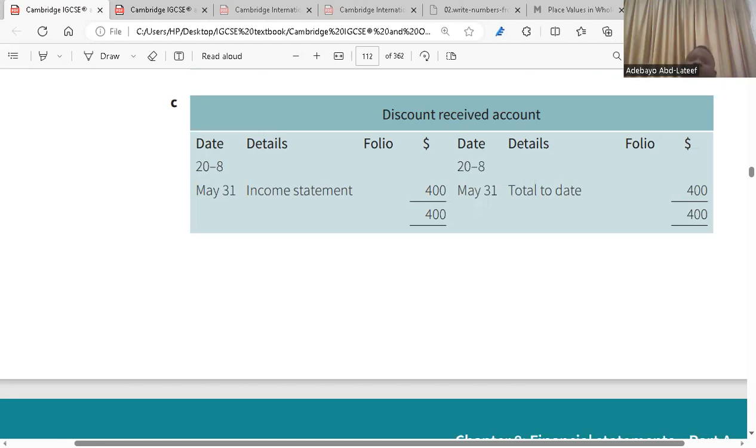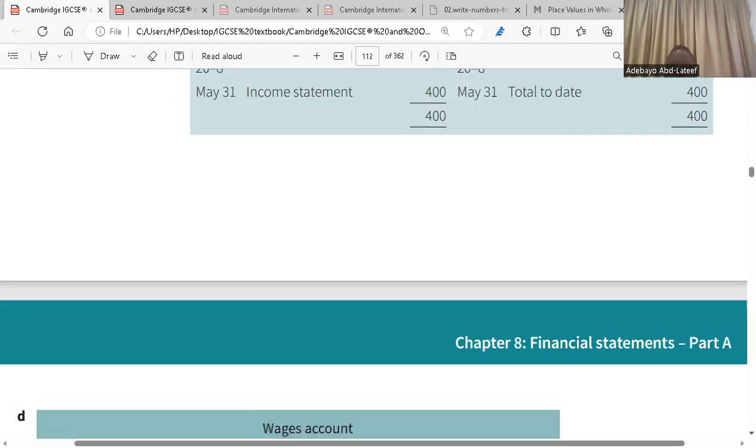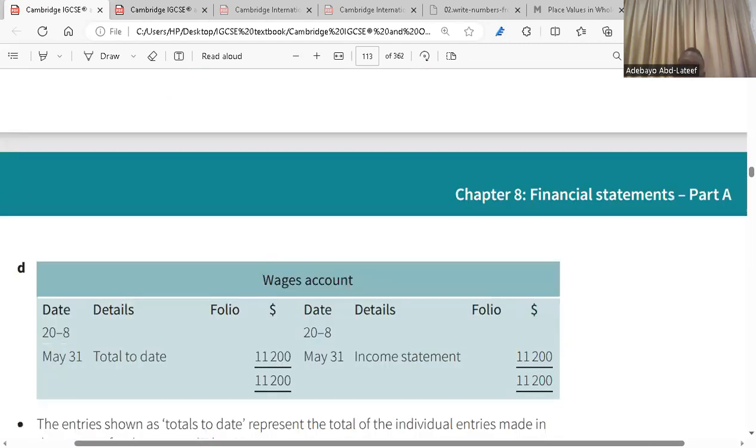Now, wages is an expense. Wages is on the debit side of your statement of profit and loss. Yes or no? So because it's on the debit side there, your total to date will be on the debit side. Yes, total to date, on the debit side. And your wages account on the income statement will be on the credit side. Yes, that's what I said. Wages account, income statement will be credit, and total to date will be on the debit side. Yes, because wages is an expense on the debit side in your statement of profit and loss.